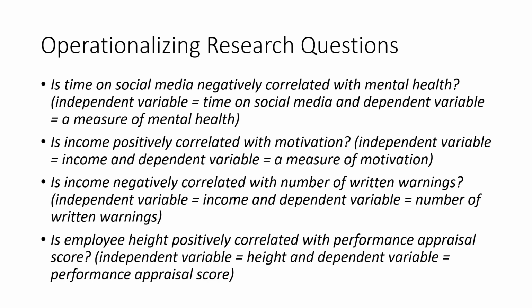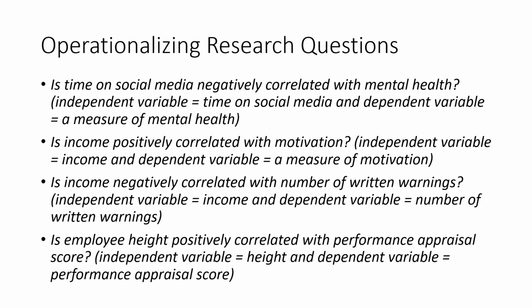How about on the other side of the coin, we could ask, is income negatively correlated with the number of written warnings that an employee receives? So in this case, the independent variable would again be income, and the dependent variable would be the number of written warnings, and we might expect a negative relationship. In other words, as income increases, the number of written warnings probably decreases.